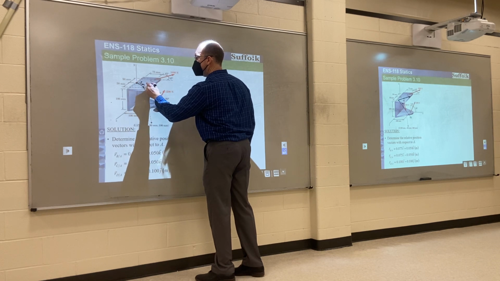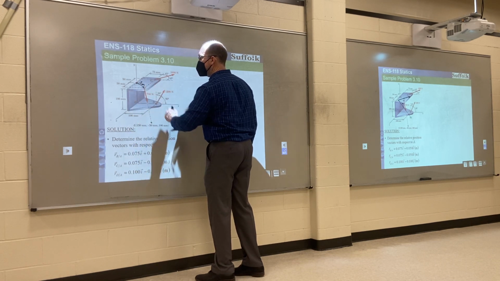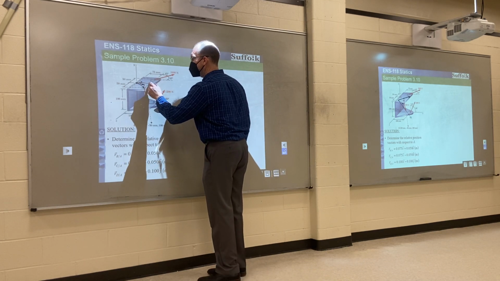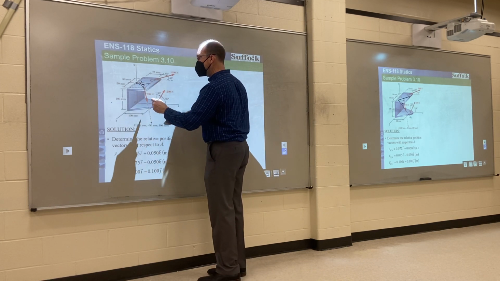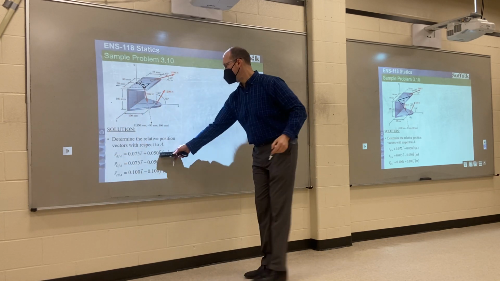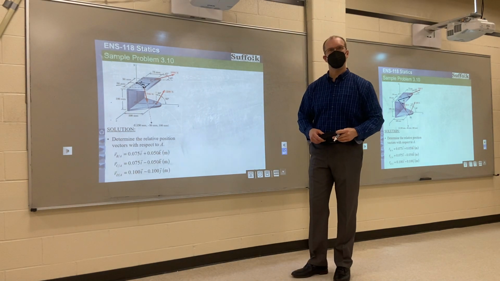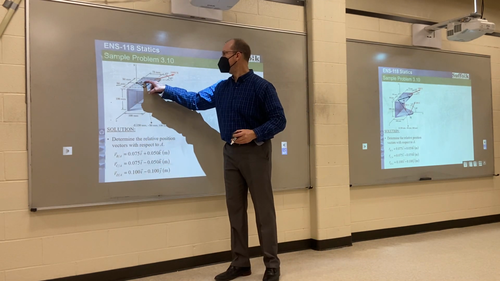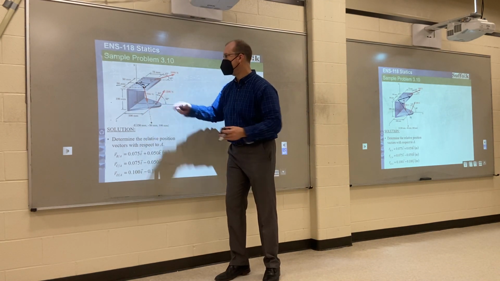It's going to go from here to here. 0.075 positive I, meters. And there is no J to the point of application of that force. And then you have positive 0.05 K. Does everybody understand that? It's the position vector from here to here, positive, positive. Good.